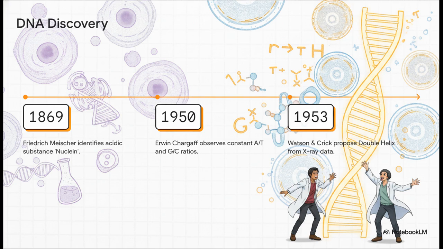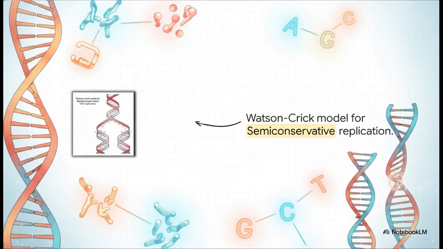The ratios of adenine to thymine and guanine to cytosine are always constant and equal to 1. Finally, in 1953, James Watson and Francis Crick unlocked the whole thing. Relying heavily on some brilliant X-ray diffraction data produced by Maurice Wilkins and Rosalind Franklin, they proposed the now famous double helix model.